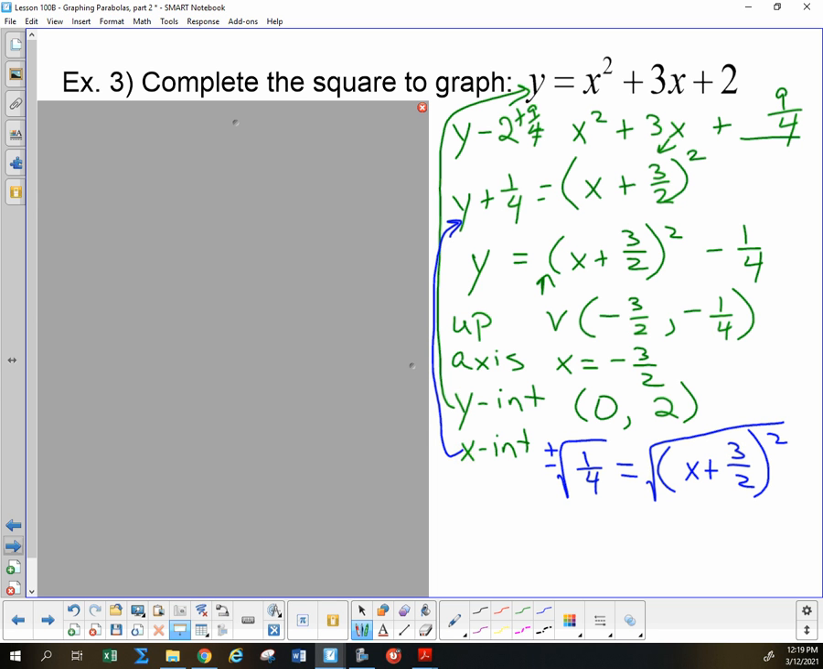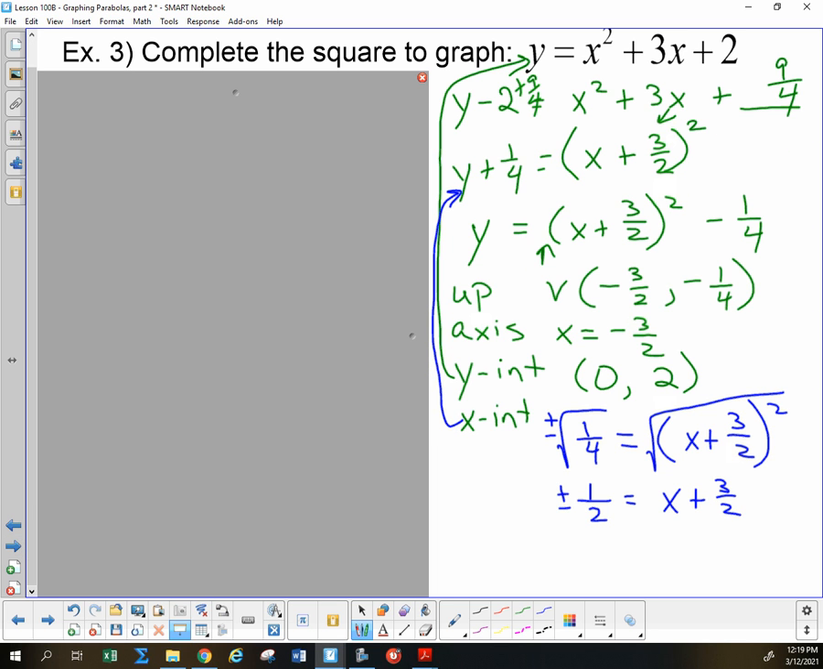Square root of 1/4, of any fraction, is square root of the numerator over square root of the denominator. So square root of 1 is 1, square root of 4 is 2. And then I have my x plus 3 halves here. Now I am going to subtract that 3 halves from both sides, so it's minus 3 halves. Since they are rational numbers, I do have to combine them. Minus 3 halves minus 1/2 is minus 4 halves, or negative 2. Minus 3 halves plus 1/2 is negative 2 over 2, or negative 1.